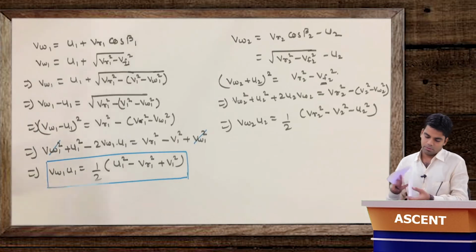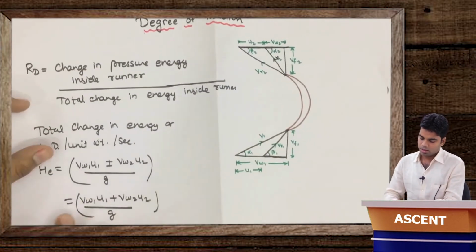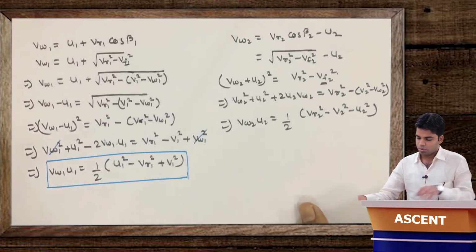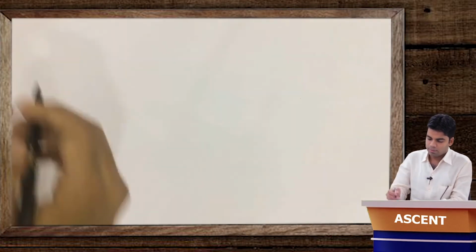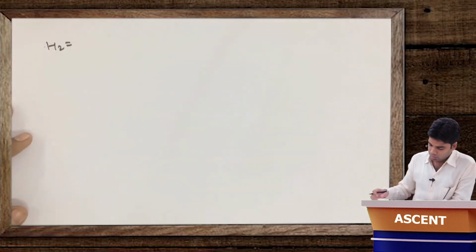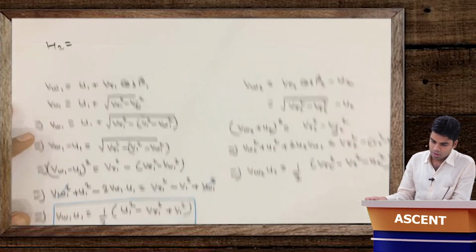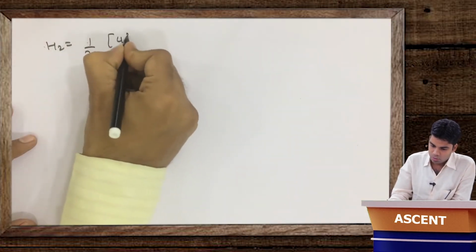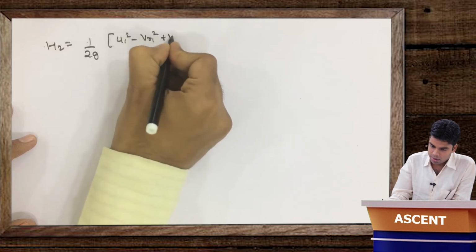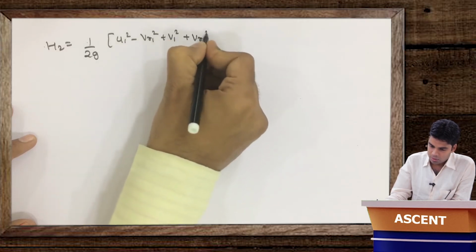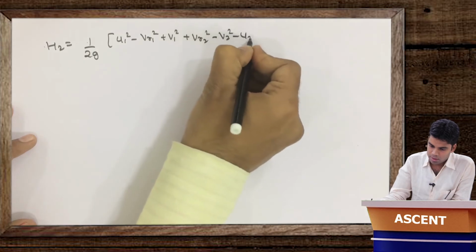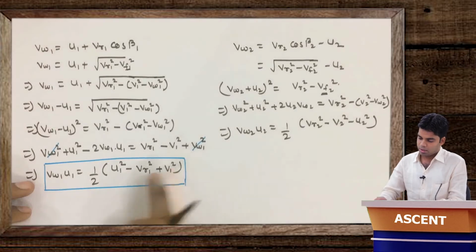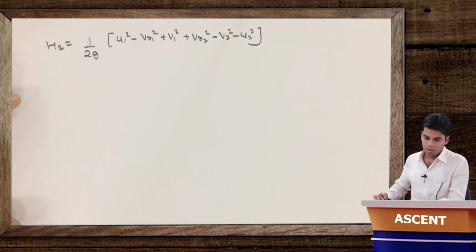Okay, now putting both these values in our total energy equation, HE, which is equal to VW1 U1 plus VW2 U2 divided by G. So we will get HE equal to VW1 U1, which is how much? 1 by 2 into G into U1 square minus VR1 square plus V1 square plus VR2 square minus V2 square minus U2 square. Okay, what we are doing is just adding this and dividing by G. Getting this or not? Okay, so this is HE.